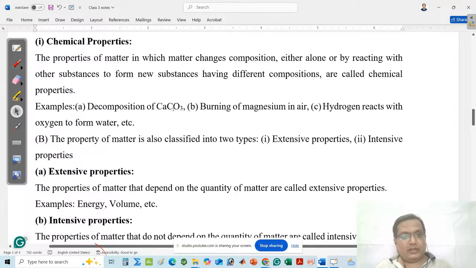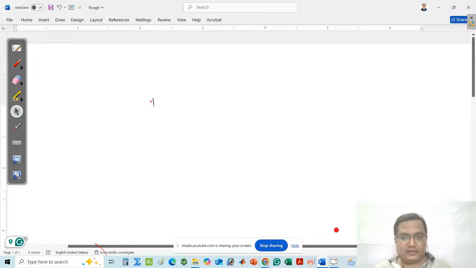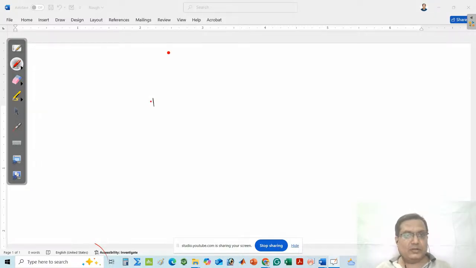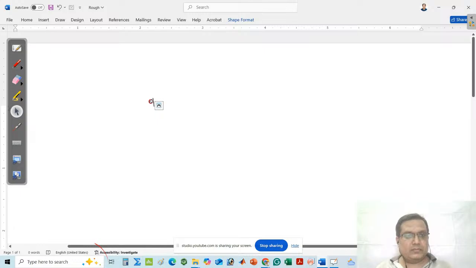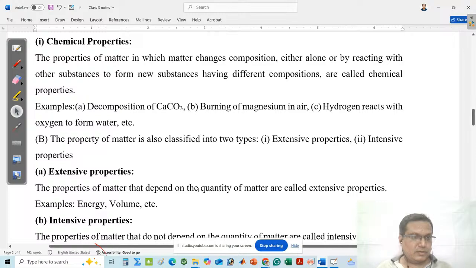These are the examples: decomposition of calcium carbonate, burning of magnesium in air. Burning of magnesium means you can write here Mg plus O2 gives MgO. This is your burning of magnesium in air. That also belongs to your chemical property. Next, I will move to other points.